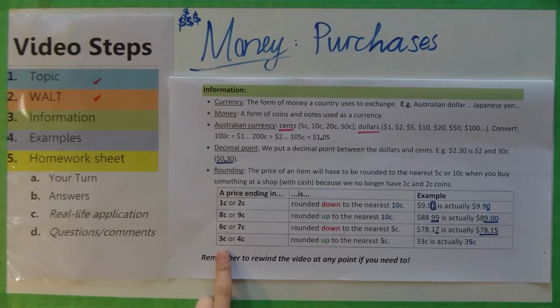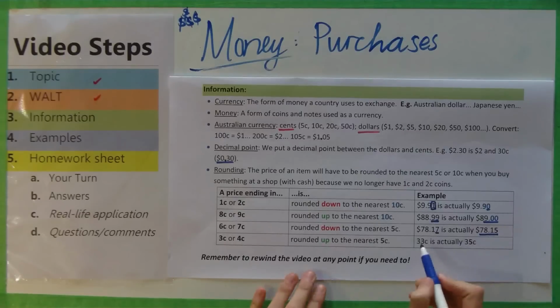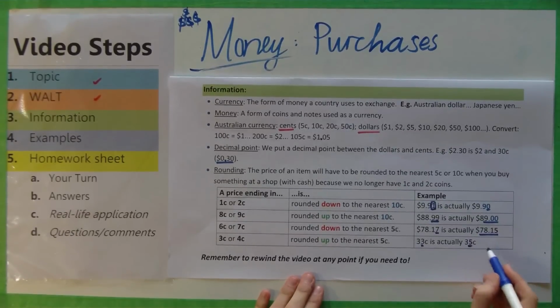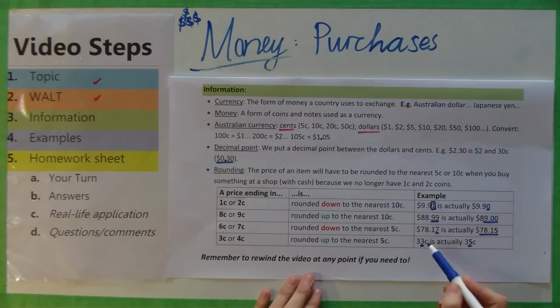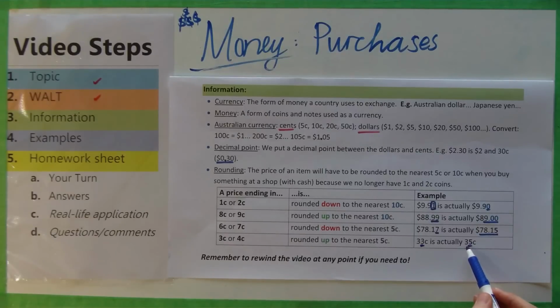If a price ends in 3 cents or 4 cents, it is rounded up to the nearest 5 cents. So 33 cents is actually 35 cents. So if you had an item that was 33 cents, you would actually have to give 35 cents worth of coins over to the cashier. Please remember to stop and rewind the video at any point if you need to.